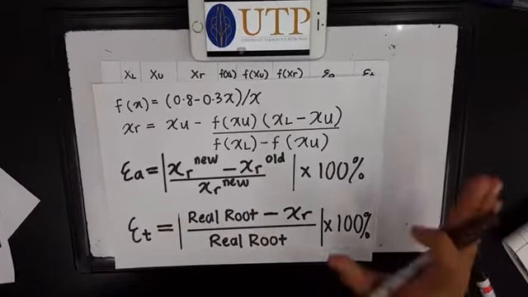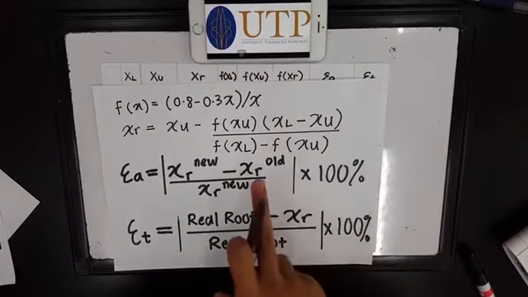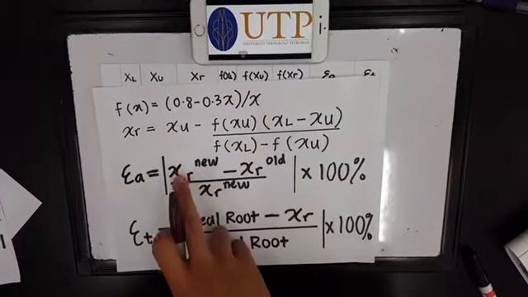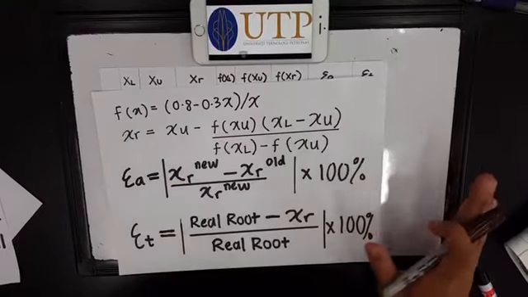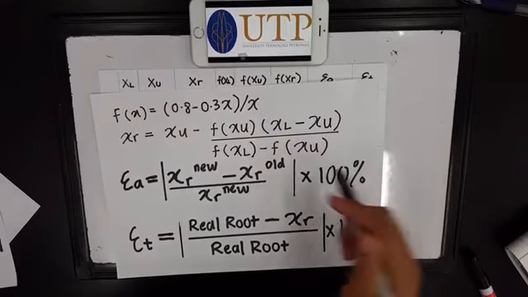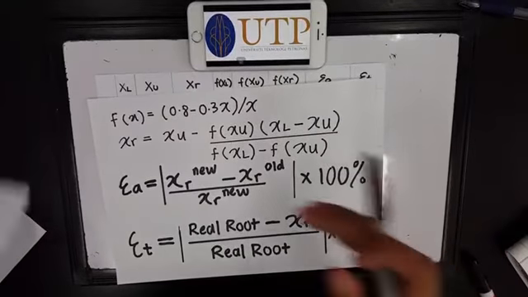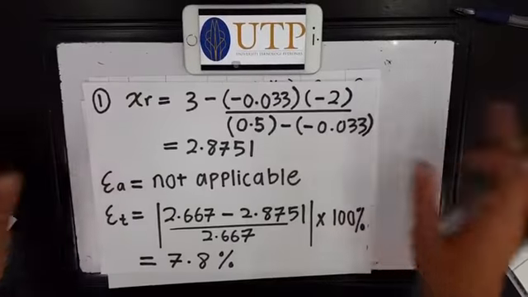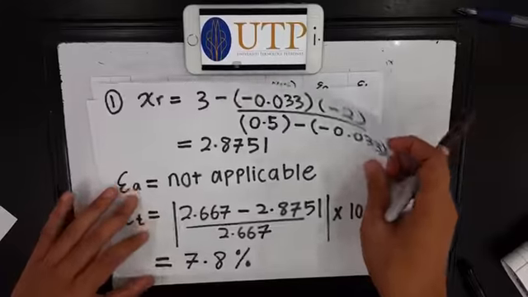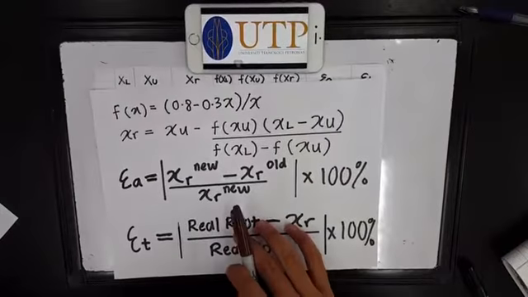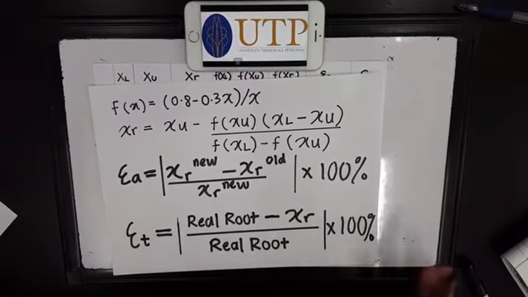Now, we need to find the approximation error. To find it, we need the previous midpoint and the current midpoint. However, for the first iteration, we don't have any value for the previous midpoint. Therefore, EA is not applicable.